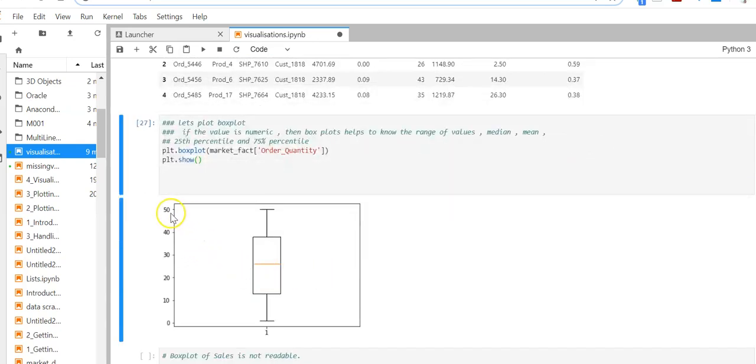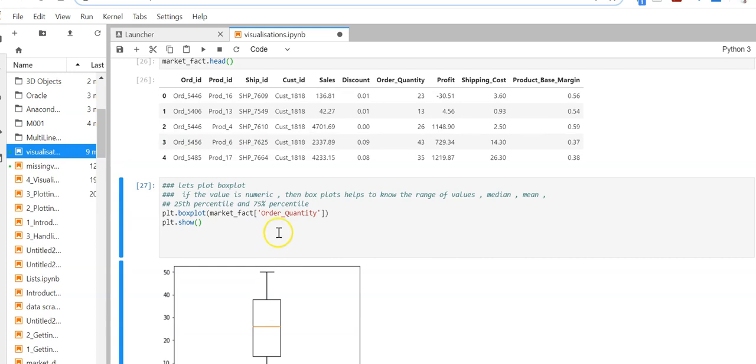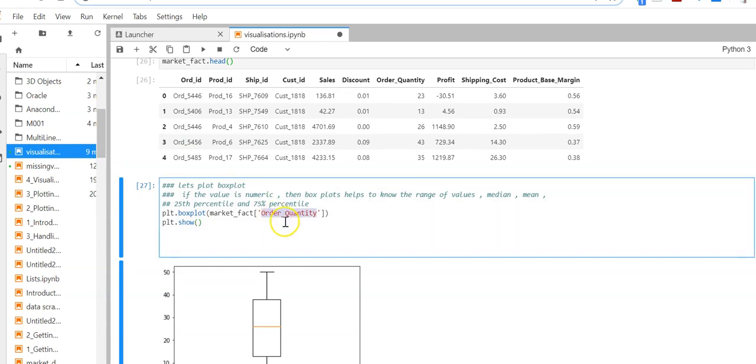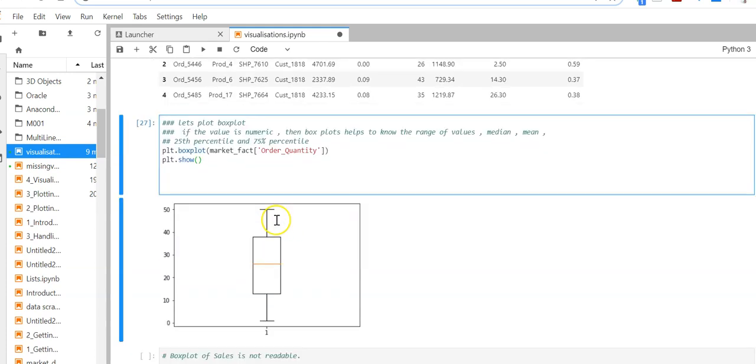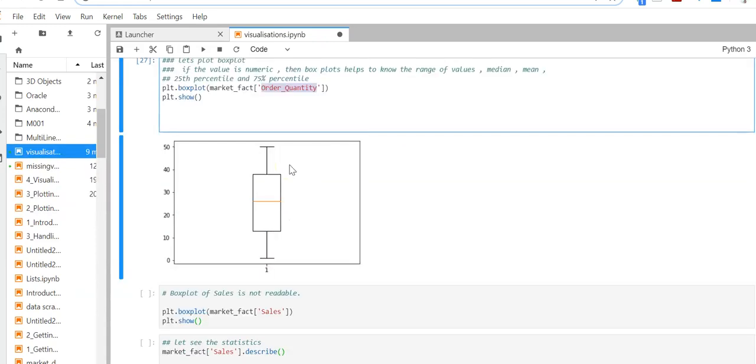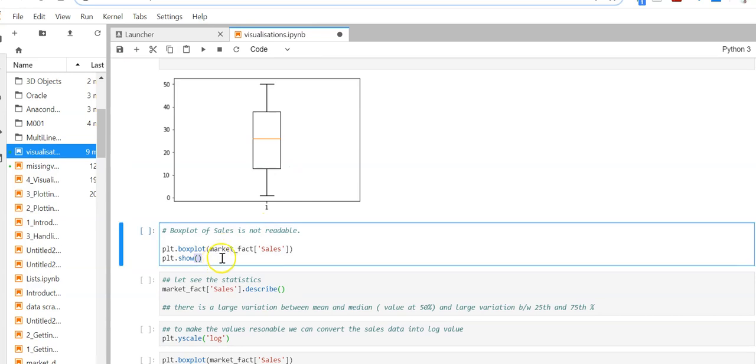So on the y-axis you can see the range of the order quantity, and the orange line indicates the median of the column order quantity. So basically this indicates that the values under the order quantity are fairly reasonable and there is not much variation in the order quantity. Let me plot another one, the sales data.